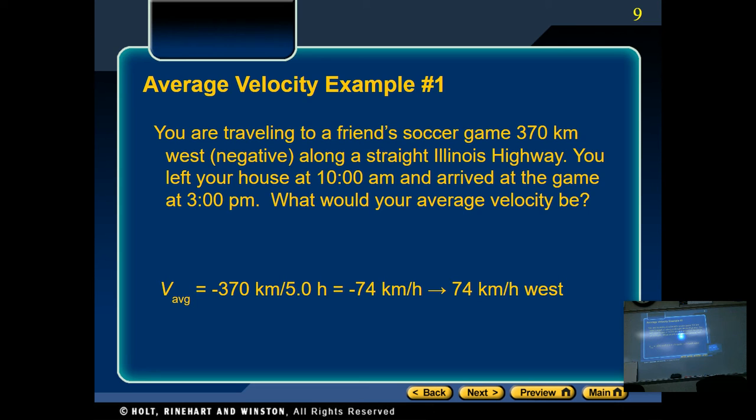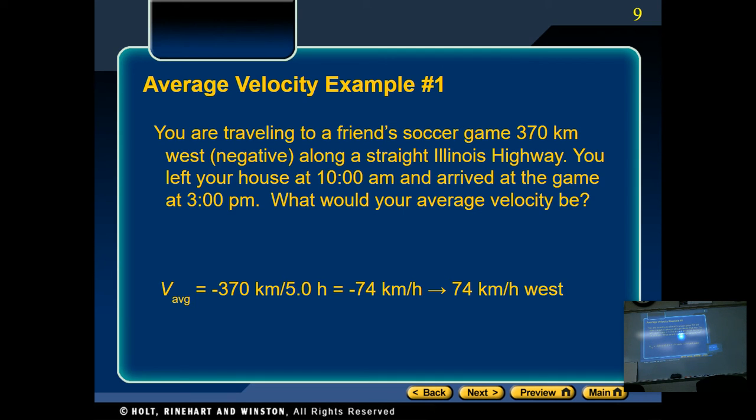So, when you solve this, you see that I incorporated that negative sign into my 370, my displacement, because we are traveling west. And here's where that negative sign comes into play. Once you take your displacement, because it's only talking about a one-way trip, that's why we're able to use the total distance, basically, divided by the time. And I'm keeping it in terms of kilometers per hour because that's what makes sense in this situation. You notice that when I do the calculation, I get a negative 74 kilometers per hour.